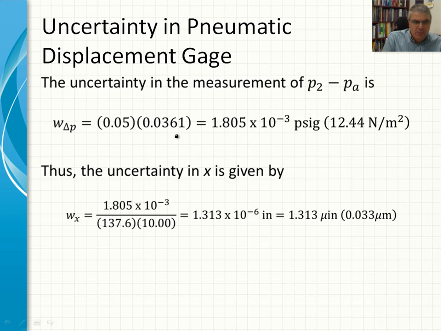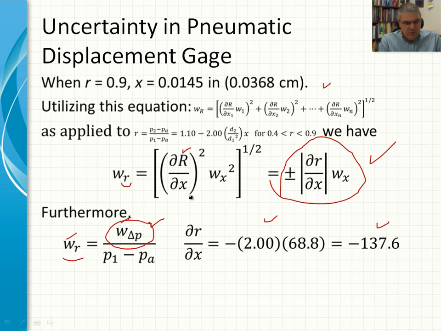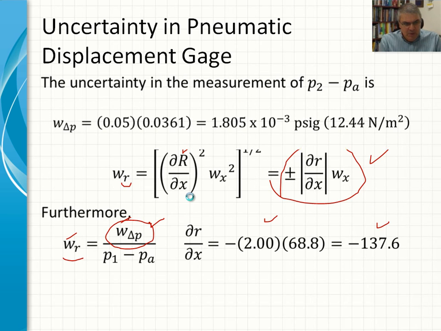So the uncertainty in the measurement of P2 minus P1 is then 0.05 times 0.0361. Again, no magic here, which should be 1.805 times 10 to the power minus 3 psi, and this is also 12.44 Newton per square meter. So the uncertainty in X is then given as simply this equation, the result of W delta P.